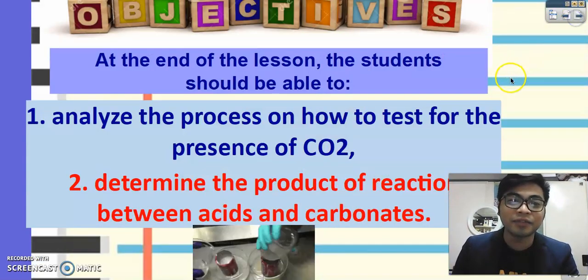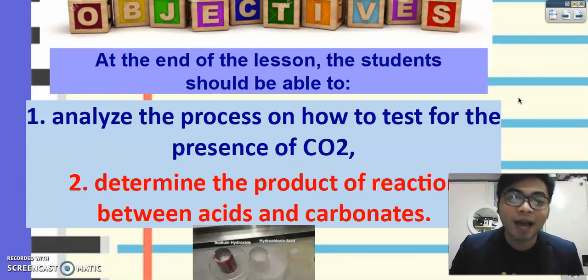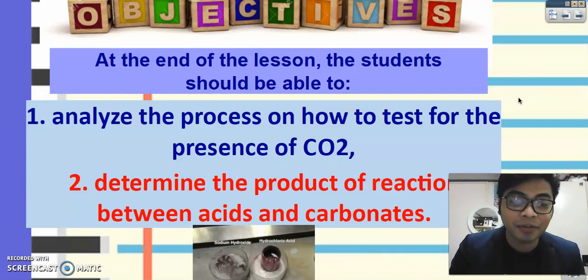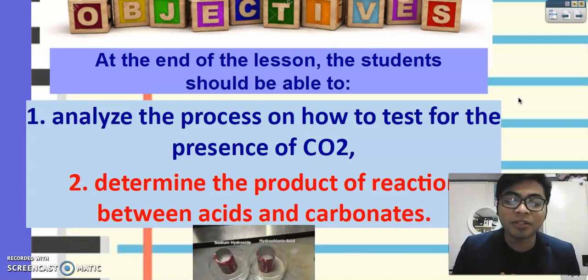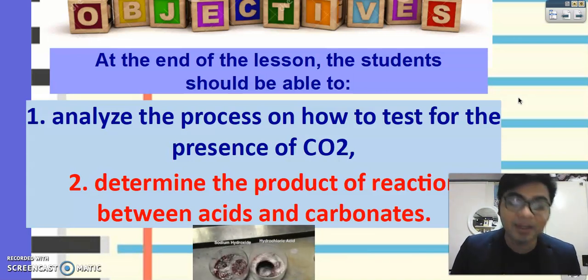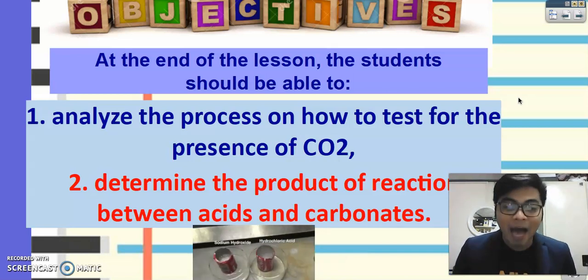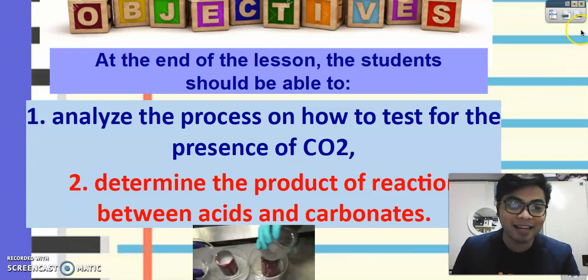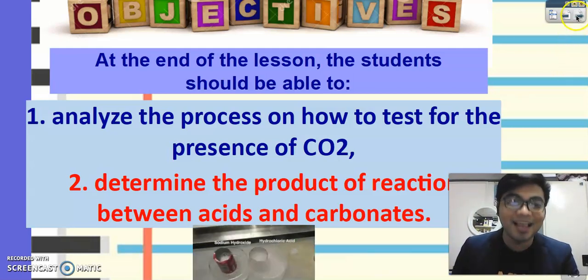Our objectives for today are to analyze the process on how to test for the presence of carbon dioxide and also to determine the product of reaction between acids and carbonates. We're also going to learn how to write or identify the product of the reaction between acids and carbonates. Are you ready? Let's go.